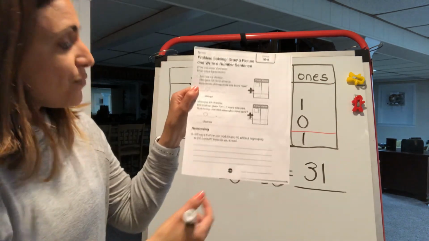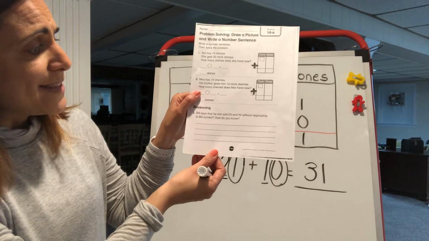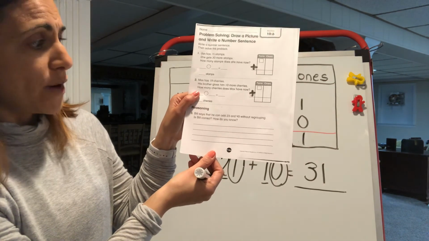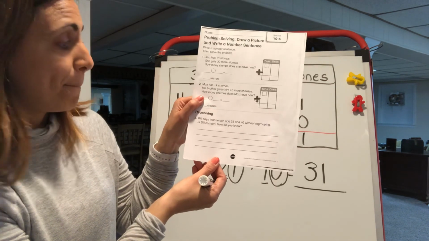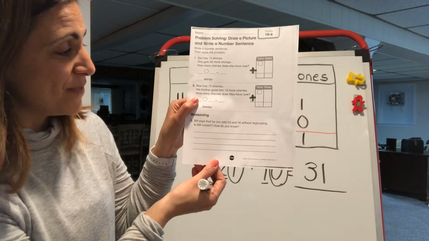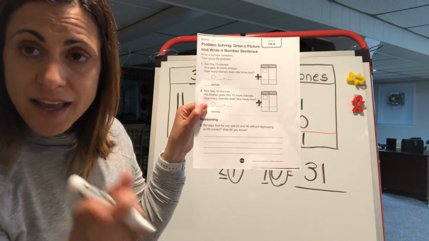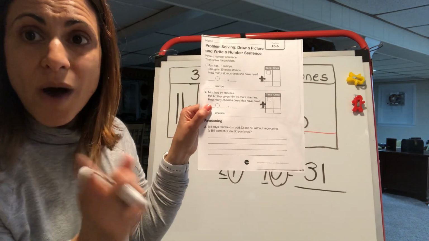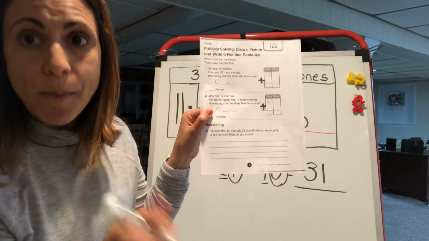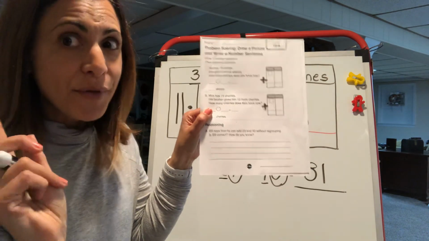That's it. On the bottom, Billy says that he can add 23 and 40 without regrouping. Is Billy correct? How do you know? Remember, you count the 1s. If you're going to regroup, the 1s must be 10 or more. Just a little hint for number 3.